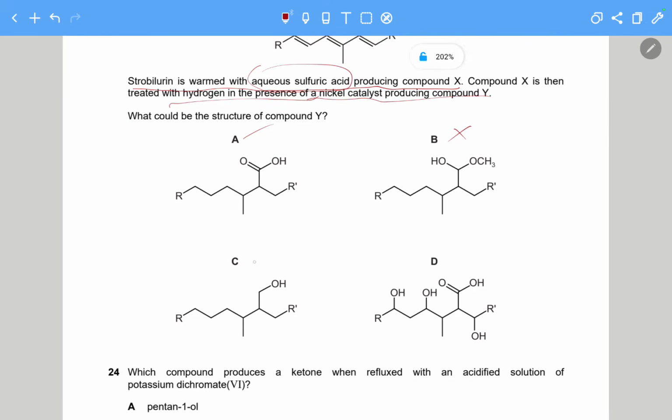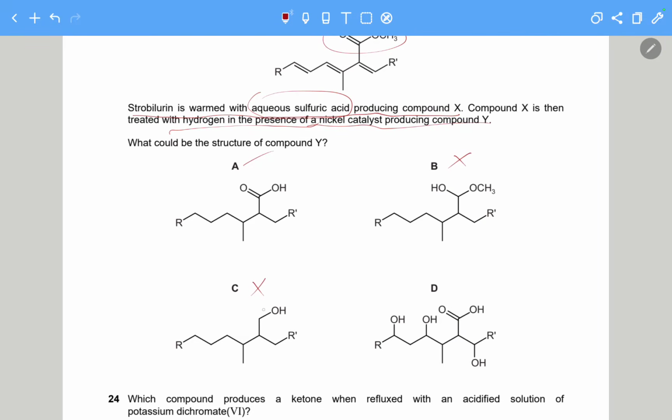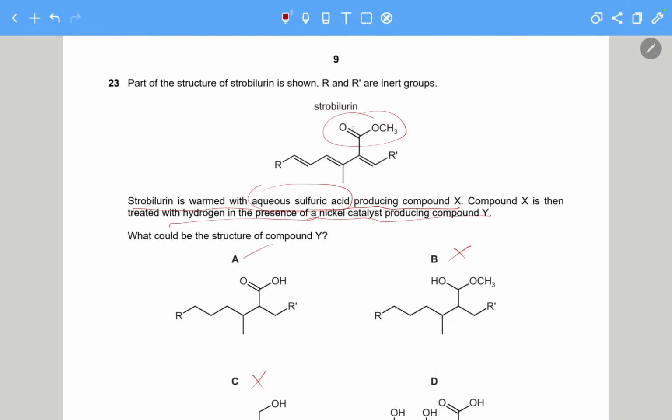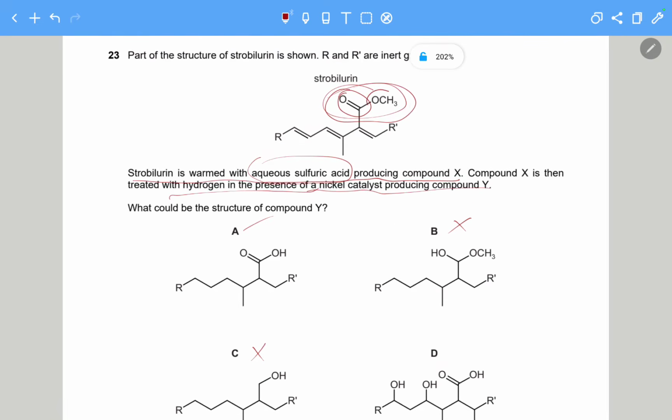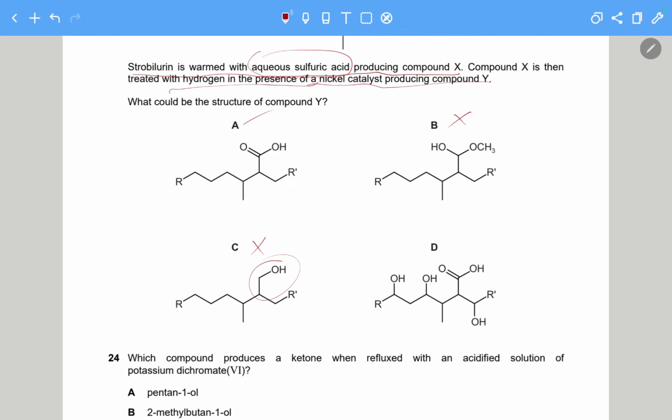Option C, we don't have a carboxylic acid, not a good candidate. Remember, the alcohol group here cannot be here because if you see the ester group, the carbonyl group is on this carbon, so therefore the alcohol group will be on this carbon. We'll get CH3OH as the alcohol, not this group as the alcohol.